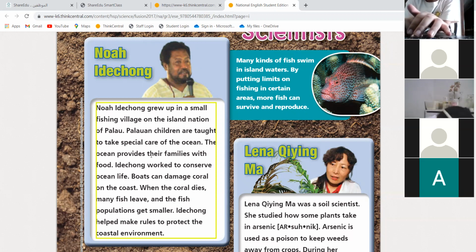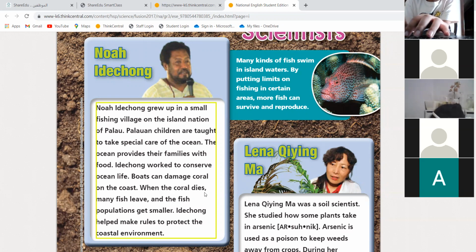Now, Idikho works to conserve ocean life. What do I mean by conserve? What does it mean, conserve? What is the meaning of conserve? To keep something safe or to waste it away? Answer, ya mama, answer, ya habaybi. To keep something safe. Excellent, very good. To keep something safe. Ocean life. Now, boats can damage the coral on the coast. You know the corals?